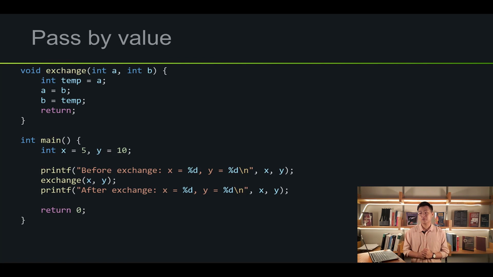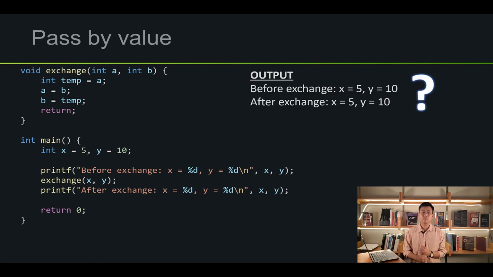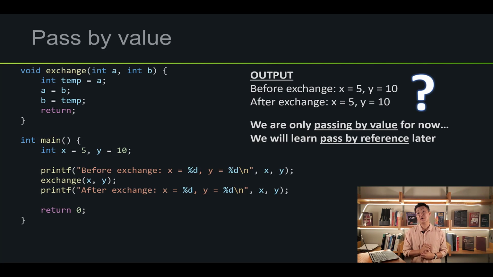If we look at the main function, I have x to be 5 and y to be 10. And I called the exchange on those two variables. So we should expect the output to be x equals 10 and y equal to 5 after we called the exchange. But something weird happened. If we look at the output, the exchange never happened. X is still 5 and y is still 10. And the reason why this is happening is because we are only passing by value, and we're not passing by reference. So in the upcoming lectures, I'll teach you how we can pass by reference.